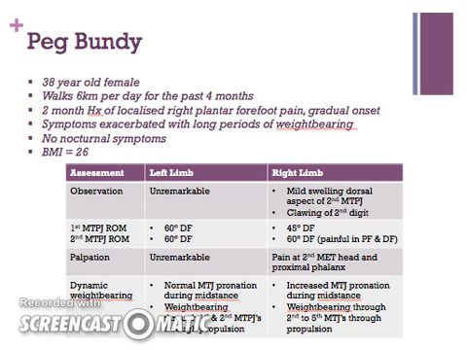Upon observation, there is mild swelling on the dorsal aspect of the second MTPJ and clawing of the second digit. There is decreased first MTPJ dorsiflexion and pain on palpation of the second metatarsal head and proximal phalanx. There was noted increased mid-tarsal joint pronation during mid-stance and weight bearing through the lesser digits during propulsion. Based on these assessments and the evident foot discrepancies, Peg's symptoms are indicative of a plantar plate tear.